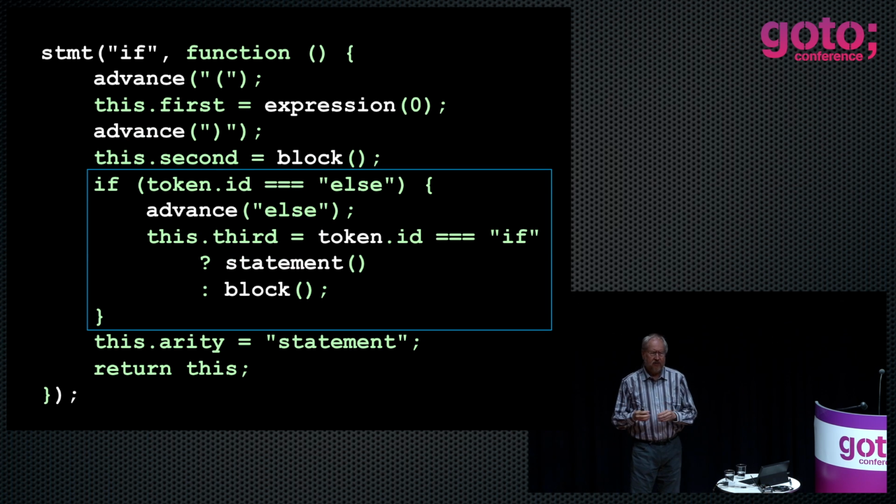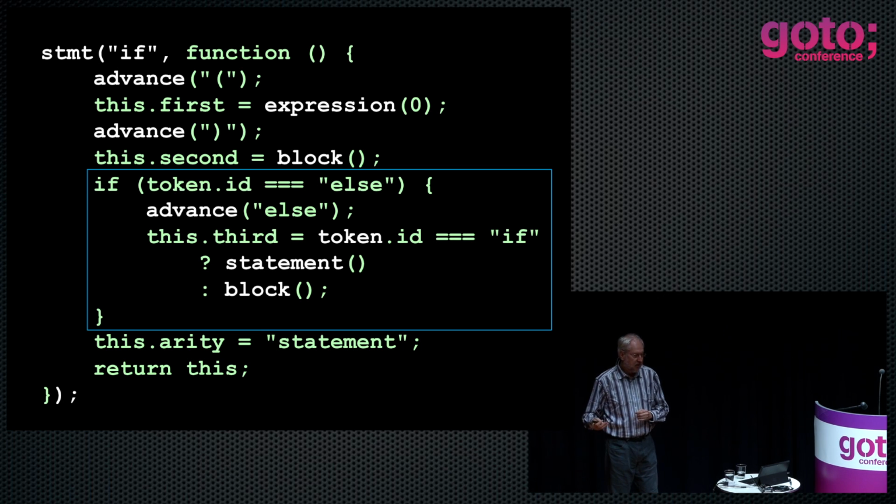So here's an example of an if statement. We first skip the decorative curly brace or decorative paren. We parse the condition. We match the closing brace or closing paren. We parse a block. Then we look to see if there's an else. If there is, then we get the other consequence. And then we set the arity to statement, and then we're done.